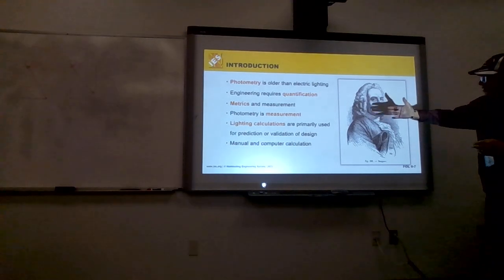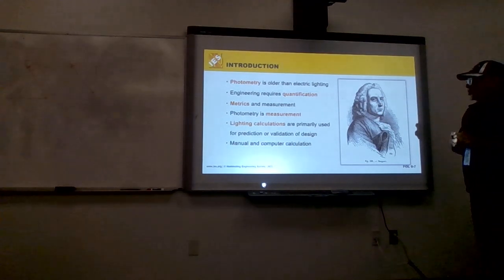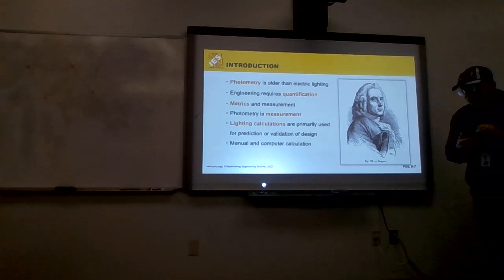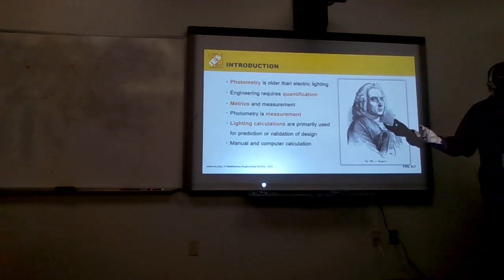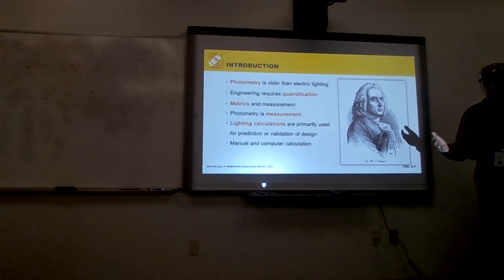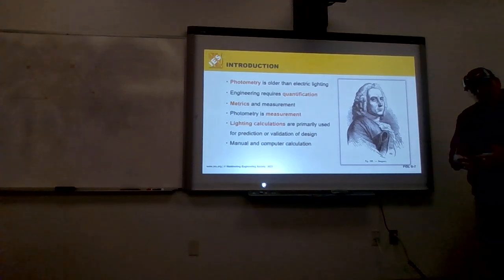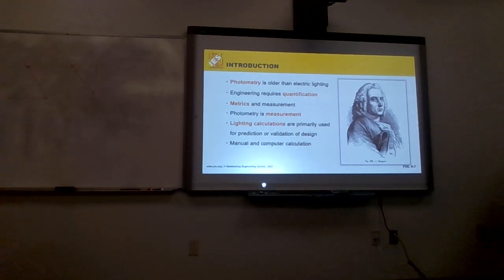calculated things. So lighting calculations are primarily used for prediction or validation of design. And we can do that manually, or we can do it with computer calculations. Now, truthfully, nobody does it manually anymore. It's all done by computer, and I will show you that. But first, we have to understand the principles of the manual calculation, which is what we're going to discuss today.